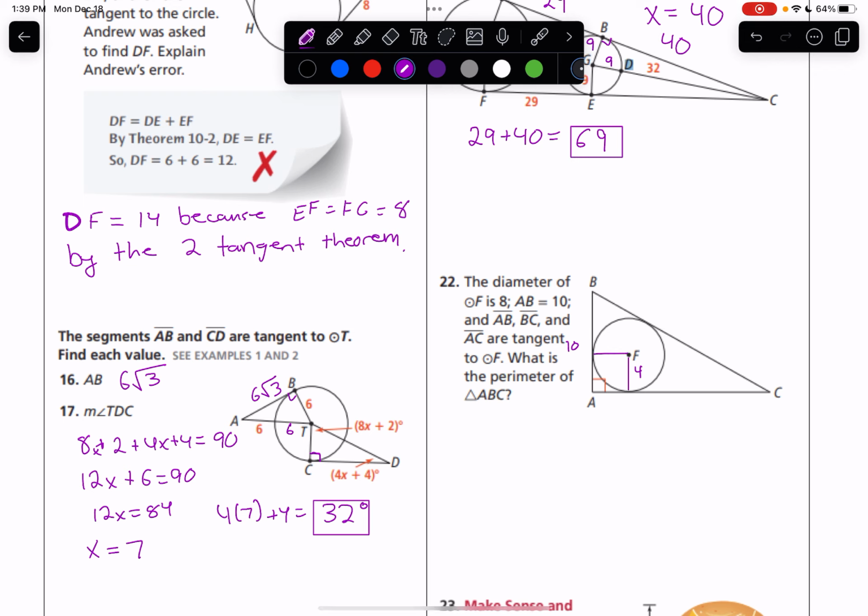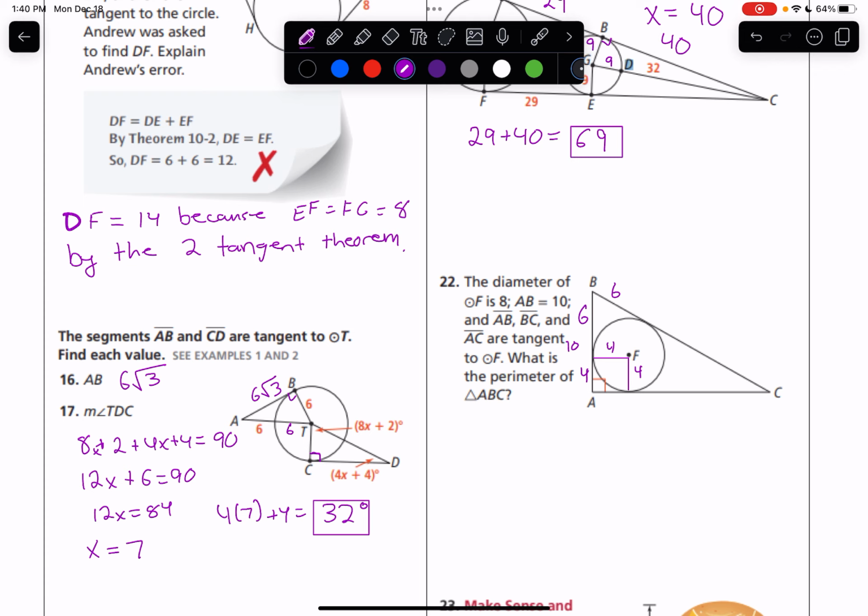go across this way, that's also 4. But it also means that this piece is 4 down here, and then the piece at the top of the tangent must be 6, since 4 plus 6 is 10. I also know that because of the two tangent theorem, the piece from B to this tangent is 6, the same as it is on the other side.